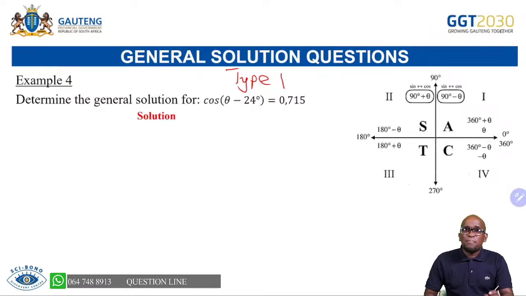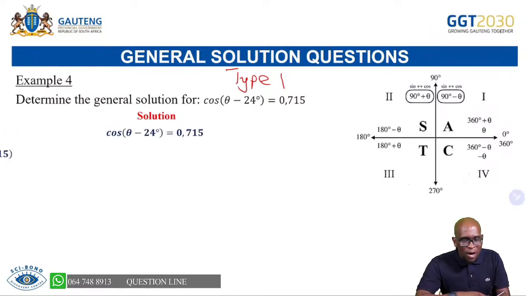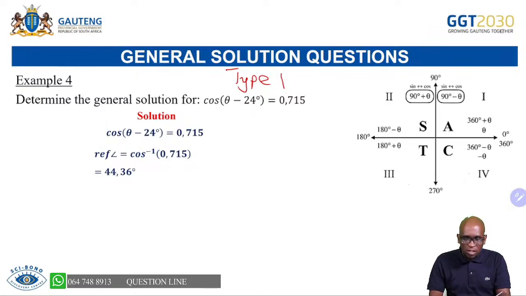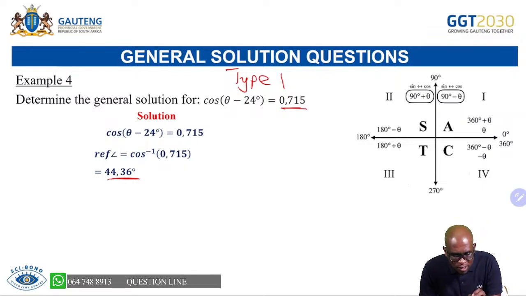Obviously, the CAST diagram plays a role here because we are going to be locating quadrants. Now, first things first, we want to find the reference angle. How do we find the reference angle? We will take the arc cosine of this, which then simplifies to what? 44.37.